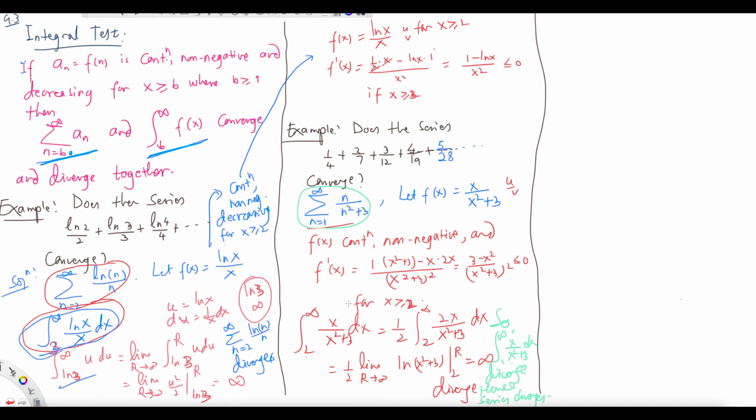The next example I want to do is example number 13 from your book. Does the series summation from n equals 1 to infinity of arctan (tangent inverse) n divided by n squared plus 1 diverge?